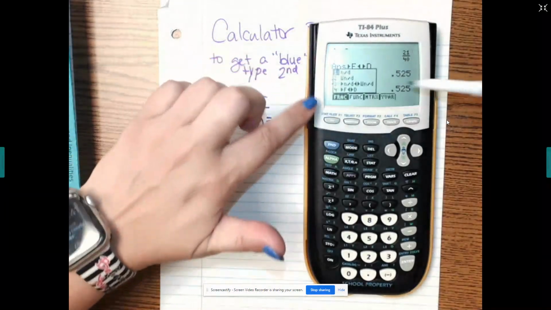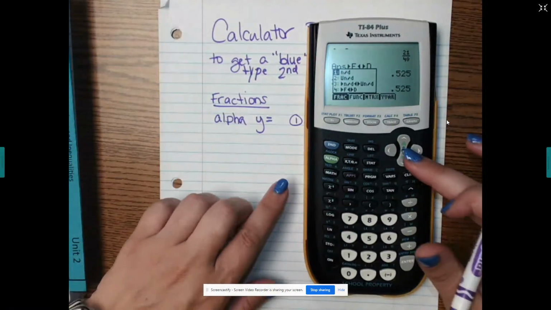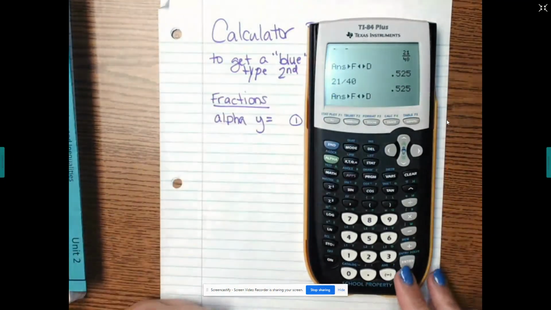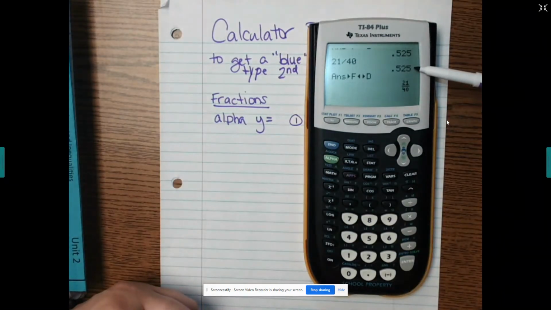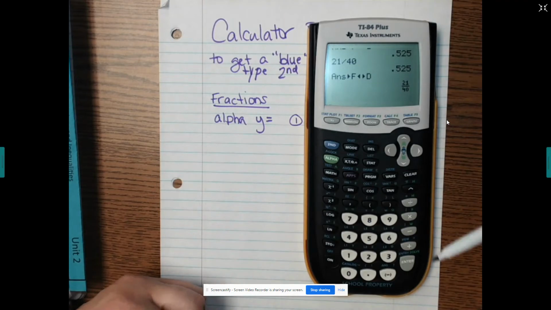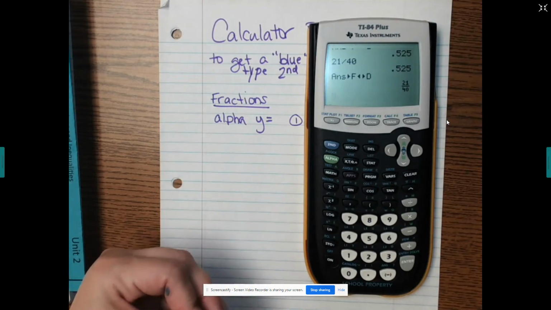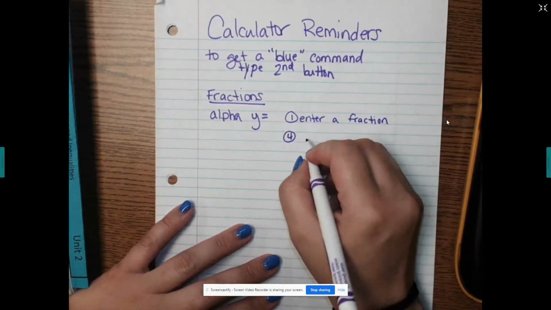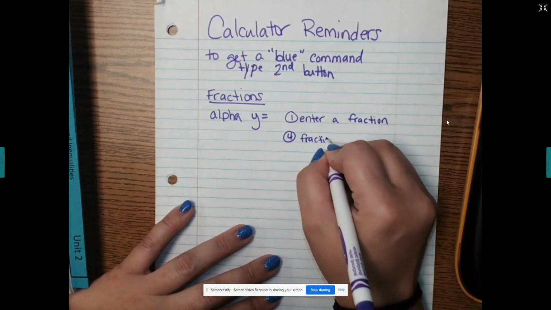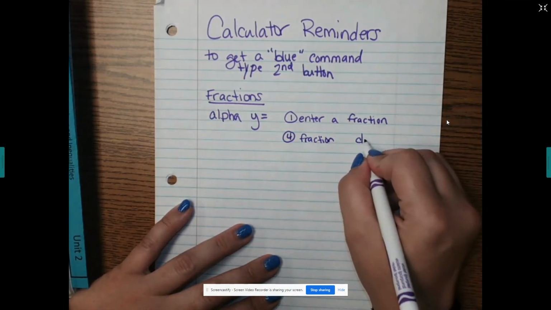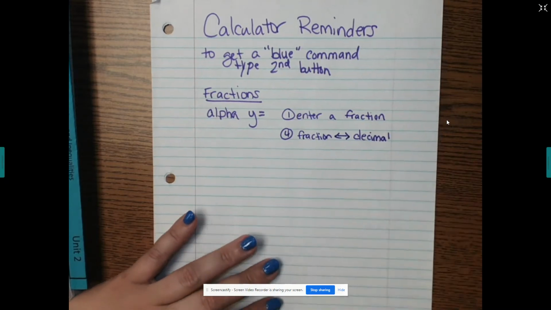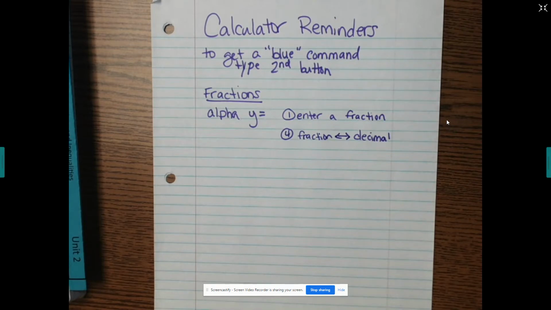Alpha y equals, again, I like to push 4, but you can also arrow down and push enter. Now it says F to D, but notice the arrows are going both ways. So it can also turn a decimal into a fraction. So what's it again? Alpha y equals, okay? So the 4 button lets you go from a fraction to a decimal. Okay, now remember I said the arrow goes both ways. So it's not just a fraction to a decimal, it's also a decimal to a fraction.